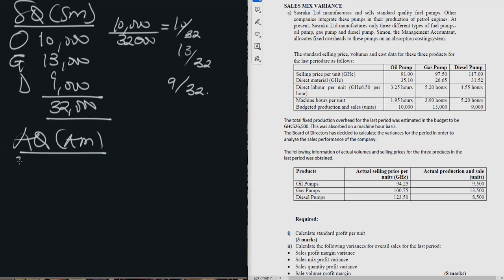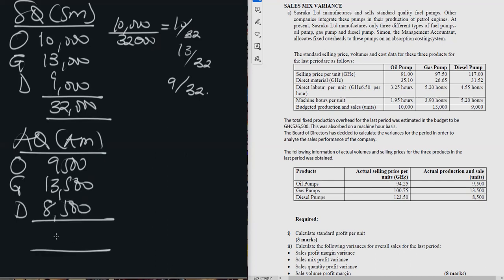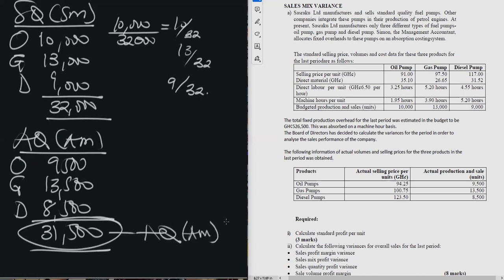So oil pump, the actual quantity was 9,500. Gas pump, it was 13,500. And then diesel pump was 8,500. Now, when you add all this, what do we get? That's 9,500 plus 13,500 plus 8,500. That gives us 31,500. Now, this 31,500 is the actual quantity at actual mix, right? This is what we're trying to find.